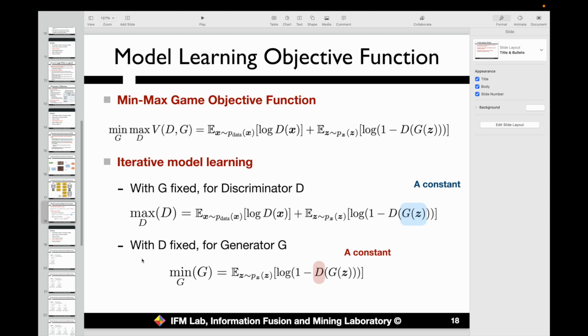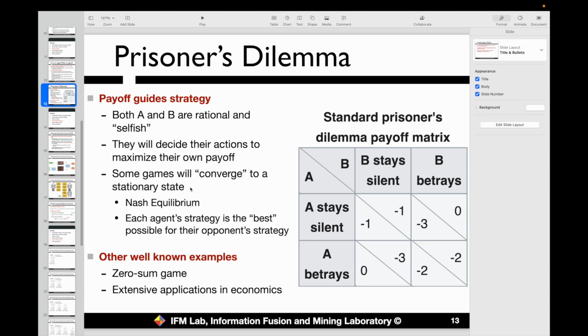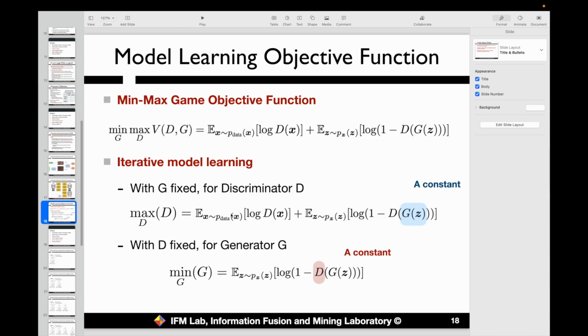We can do the optimization of these two models iteratively until convergence. Each model is selfish: each tries to optimize its own function. The discriminator tries to maximize this term, and the generator tries to minimize this term instead. By this iterative updating process, we can converge to a stationary state, which will be very similar to the solution shown here. If we converge, we get the solutions for both of these models. In this way, we learn this game model through an iterative learning process between the generator and discriminator. Okay, so this is the game model architecture together with the learning process and loss functions.